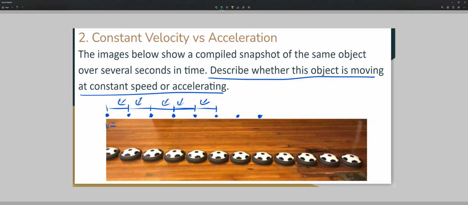And I can say that my velocity here, my speed here, is 1 meter per second, and I'm making it up, by the way. This is not true numbers. And my velocity for the second point in time is also 1 meter per second, and so on and so forth. And so I travel the same distance every interval. Each interval, I'm traveling the same amount of distance. And I can say that my object is moving at constant speed, constant velocity.